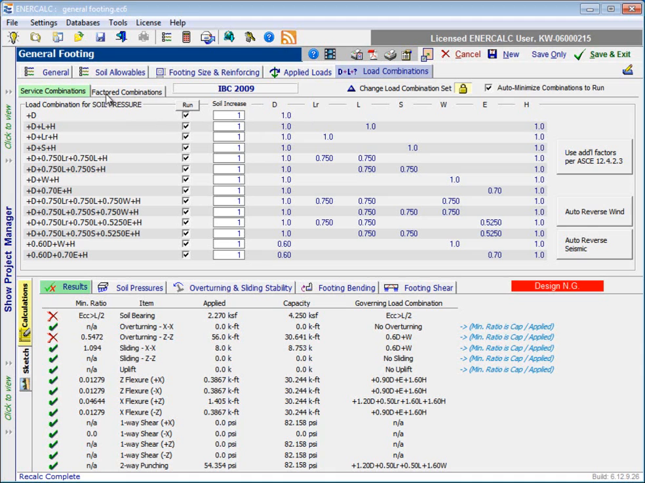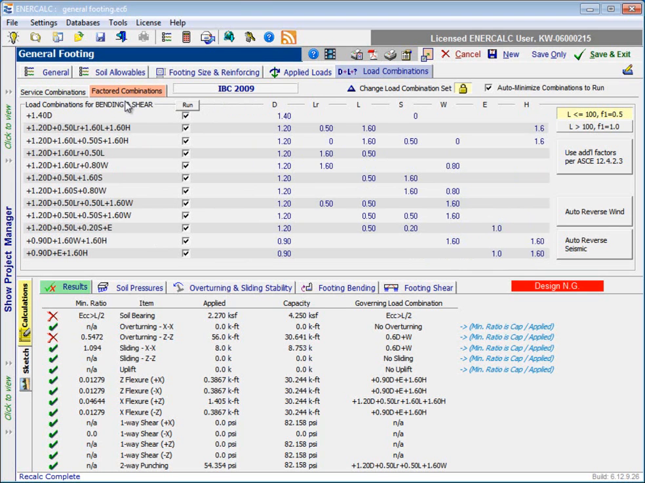Let's just take a look over here to the left and notice that we have two sub-tabs. Service combinations, and as this note indicates, these are the combinations that will be used for the soil pressure determination. So notice that these are all at a service level. And then we have a tab called Factored Combinations.